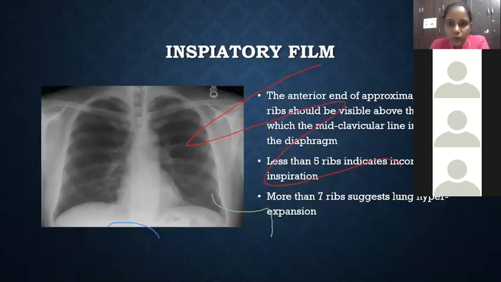So the next one to look at will be the inspiratory picture or the expiratory picture. In an inspiratory picture, the anterior end of at least 5 to 7 ribs should be cutting the diaphragm at the mid clavicular point. So less than 5 ribs indicates decreased inspiration, and more than 7 ribs indicates hyperexpansion or an expiratory film. An expiratory film is very obvious when we have a foreign body obstructing a bronchus or the main bronchus, where we can have an expiratory film due to the ball valve mechanism.